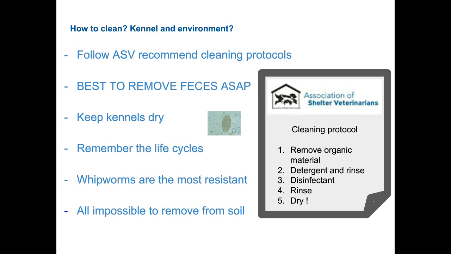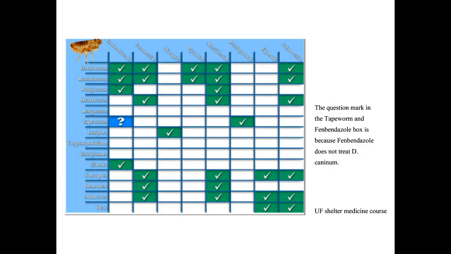Keep kennels dry. Some of the ones we talked about, whipworms and hookworms, will proliferate and go into their infective stage if the moisture is right and the environment's right. So remember the life cycles. Whipworms are the most resistant, and they're almost impossible to remove from the soil. So make sure you're following the proper cleaning protocol and keeping things dry. This is just a quick little chart that you can come back to about some of the common treatments that you can use for these intestinal parasites. Again, all of these might not be feasible for you, so discuss with your veterinarian to see which ones are best for you and the shelter.